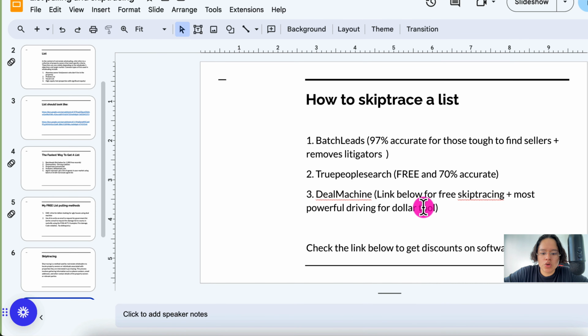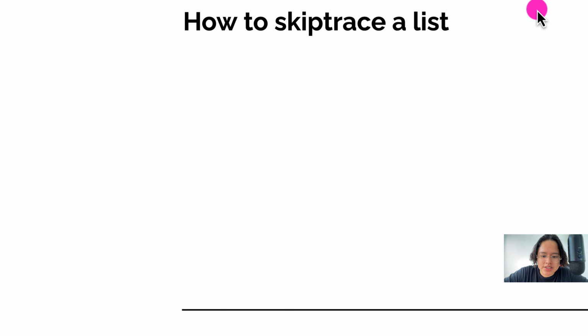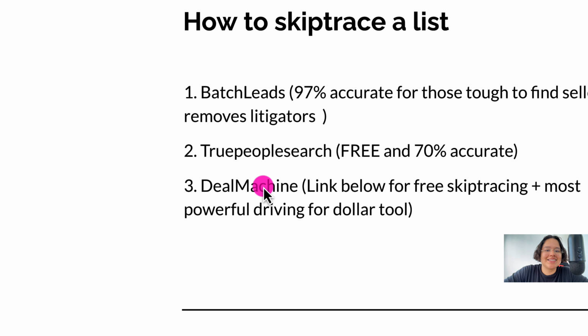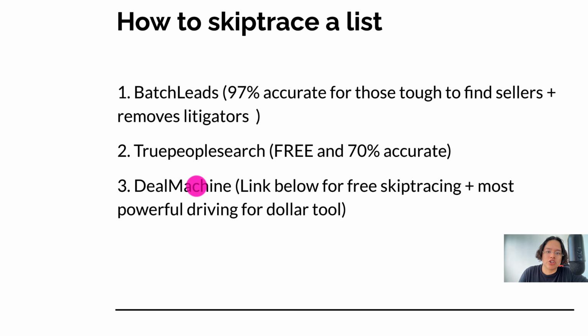Cool. So we just went over how to skip trace a list. If you want to check out True People Search, this is free. You just go to truepeoplesearch.com and you'll easily be able to put an address and it'll give you a phone number that they think is a property owner. And then Deal Machine is the same process as batch. You upload the CSV file and then in a couple minutes you'll get the phone numbers. The list will be skip traced.